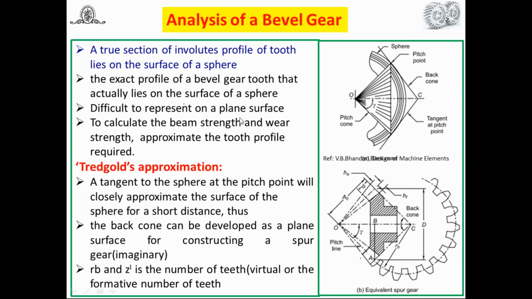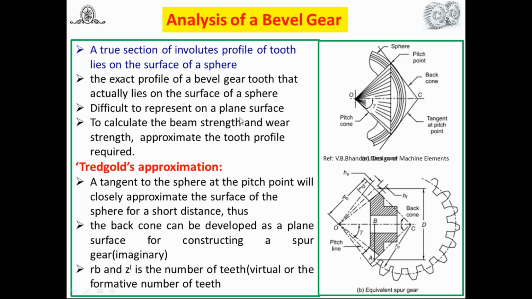Now look at this. While making the analysis in the case of a helical gear, when teeth are cut with some inclination, we have taken the cross section, as you know very well, normal to the teeth, and then we have constructed a formative spur gear or a virtual spur gear. Based on that, we have used the fundamentals of that formative spur gear to find out the beam strength and wear strength of the gear.